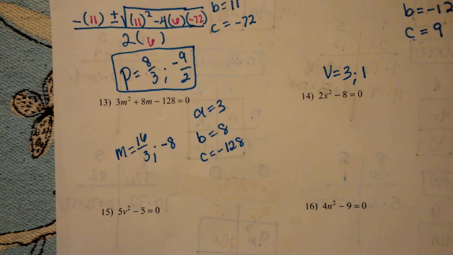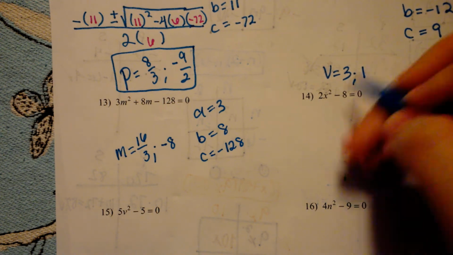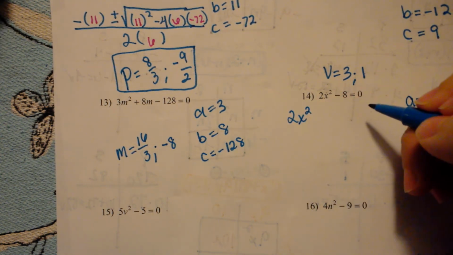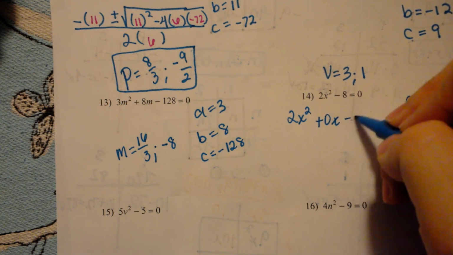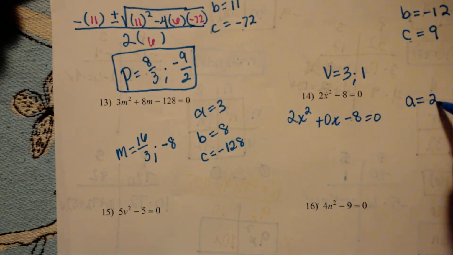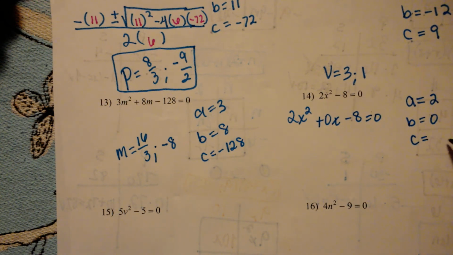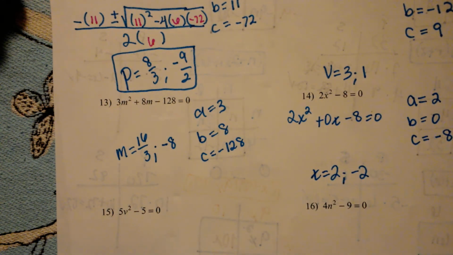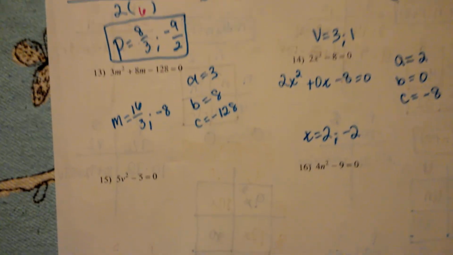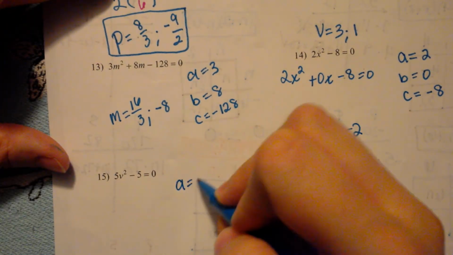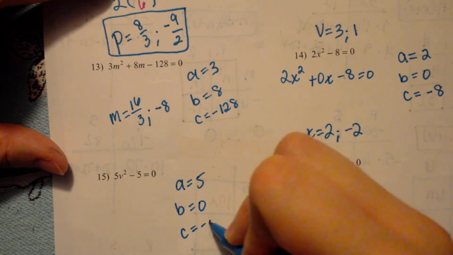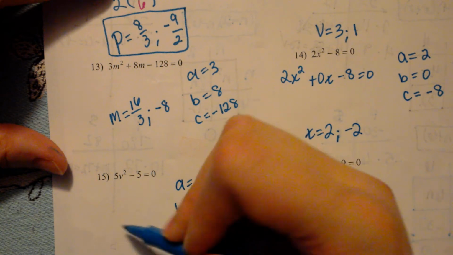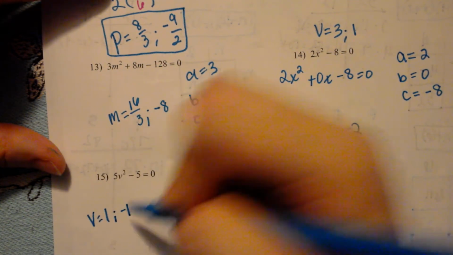So 14 and 15 and 16, those are the ones I've seen the most trouble in class. This, you could write out 2x squared plus 0x minus 8 equals 0. Your A is 2, your B is 0, your C value is negative 8. And on 14, you should get 2 and negative 2. And so 15 and 16 look just like that. Your A is 5, your B is 0, and your C is negative 5. And you should get 1 and negative 1.